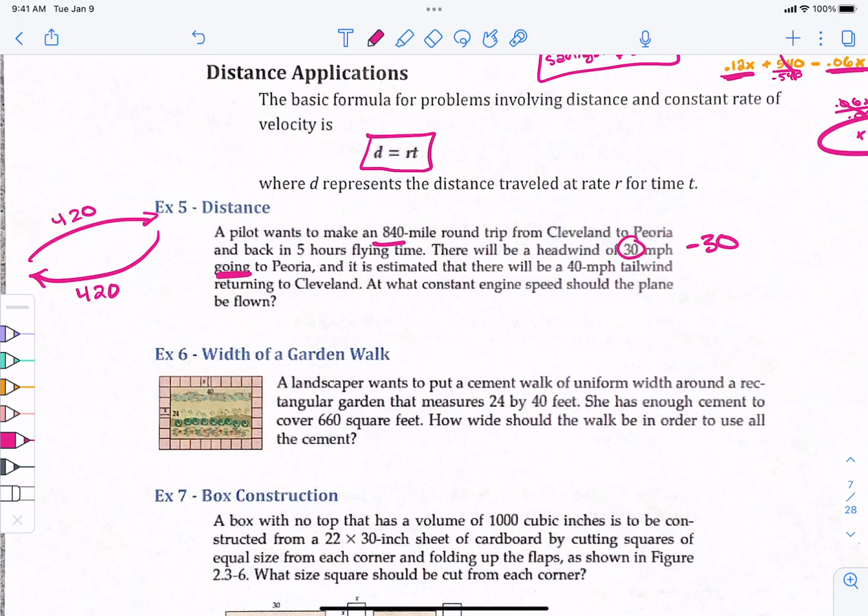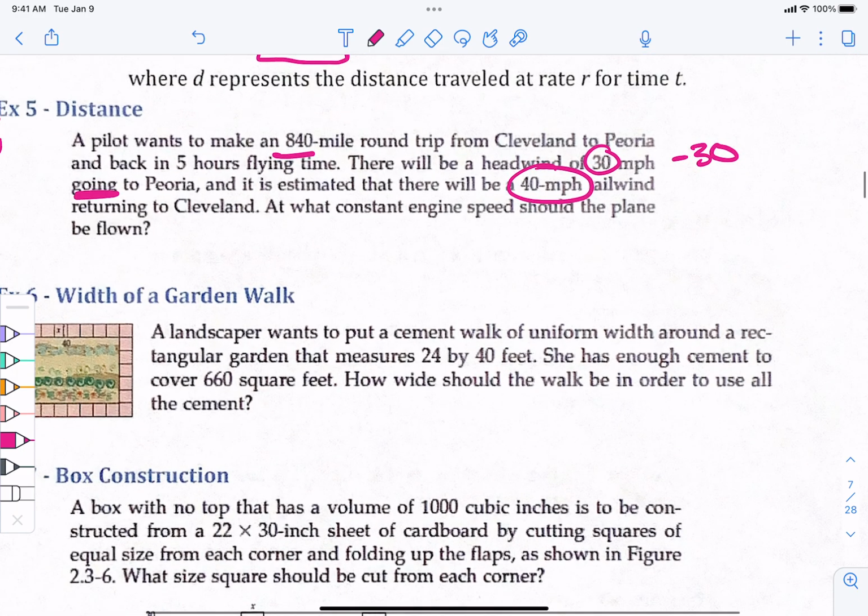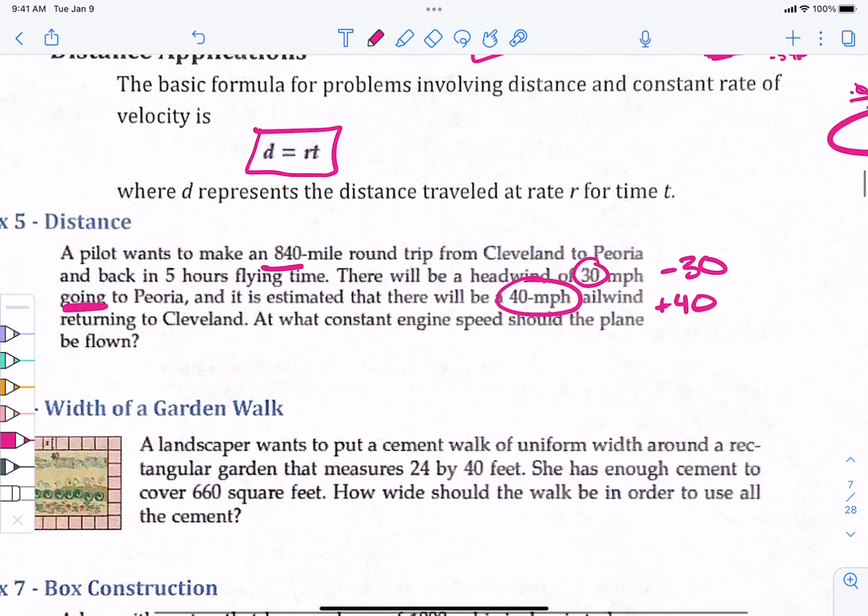Convinced. So it is estimated that there will be a 40 mile per hour tailwind. What does that mean? 40 mile per hour tailwind, plus 40 coming back. So we're going to be adding 40 to my rate, right? At what constant engine speed should the plane be flown?